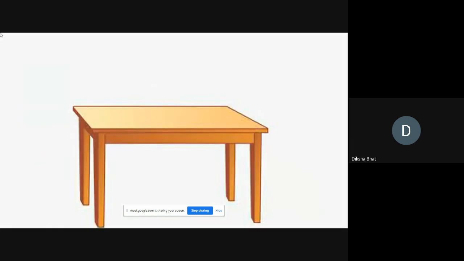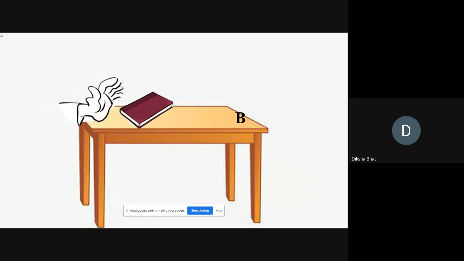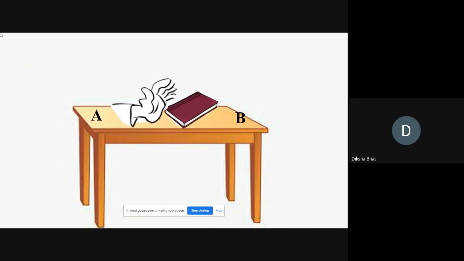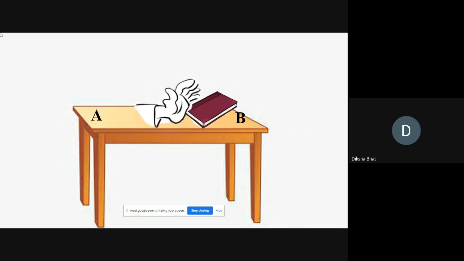Here we have a table and there I have kept a book on it. A and B are 2 points on the table. Now observe this book carefully. What did you observe? That the book is pushed from point A to point B. Very good. We also observed that the book took some time to move.